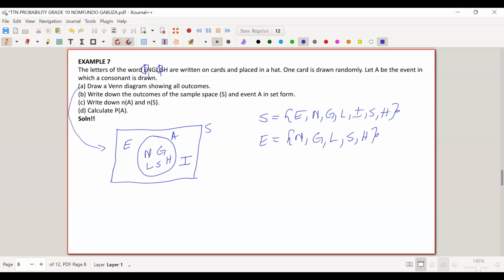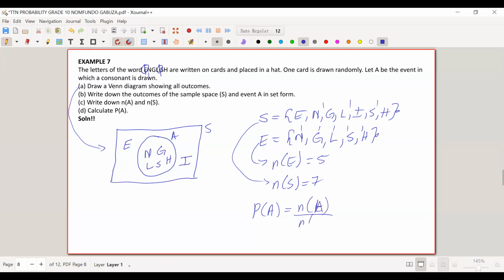So the size over here is going to be 1, 2, 3, 4, 5, which means it's 5. Then the size over here is going to be 2, 4, 6, 7. It's going to be 7. So calculate the probability of A occurring. The probability of A occurring is going to be the size of an event, right? So our event is A over the size of the sample space, which means it's going to be 5 over 7. Okay.